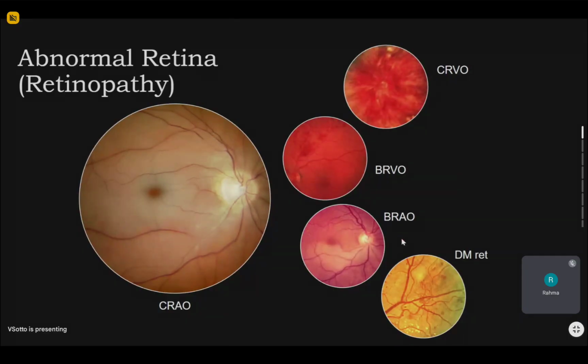For your branch retinal artery occlusion, only a portion of your retina is edematous or so pale. So in this picture, the inferior. For your diabetic retinopathy, anything can be observed, like presence of neovascularizations, presence of exudates. So any presence of retinal lesions, think of retinopathy. And if the patient is diabetic, highly likely it's diabetic retinopathy.